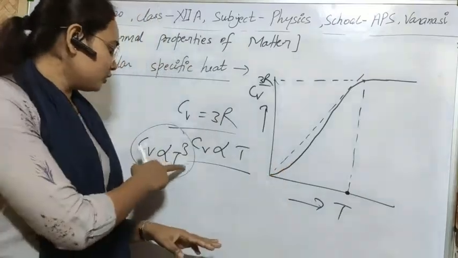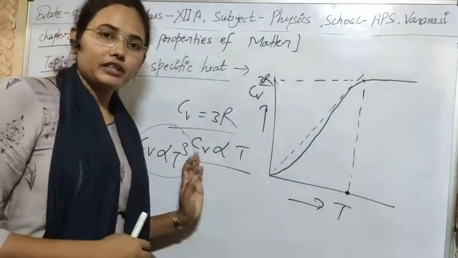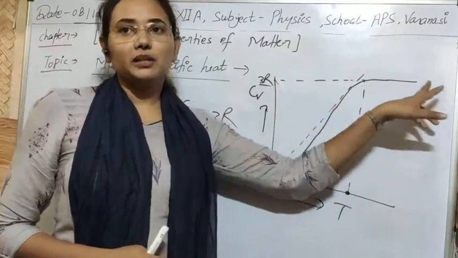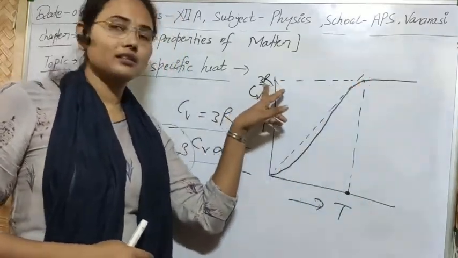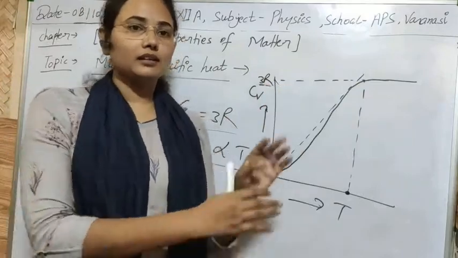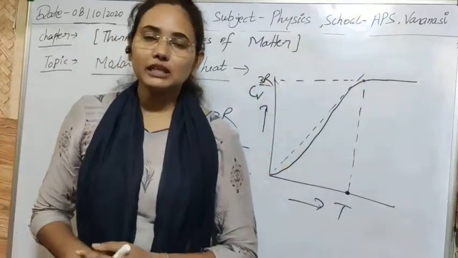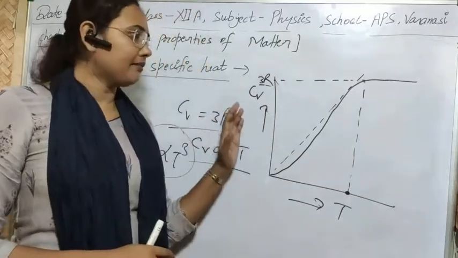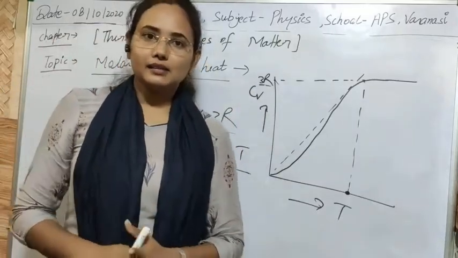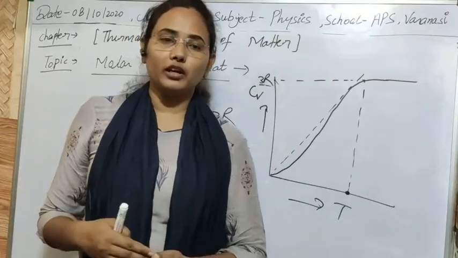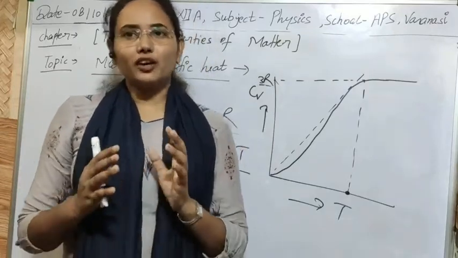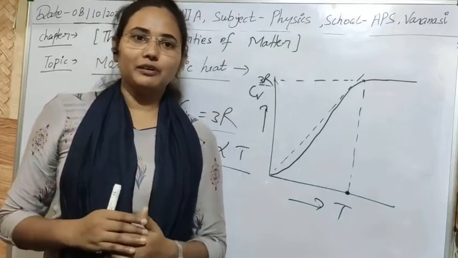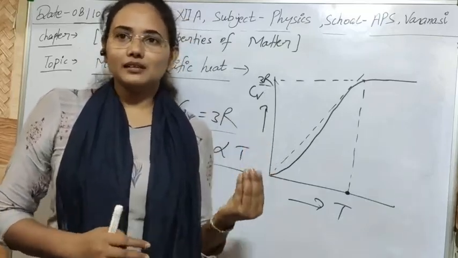This varies according to the T cube law, and we can easily explain it. At this Debye temperature it becomes constant, and the constant value is 3R. So I think the variation of specific heat with temperature is now clear to you. If this behavior is clear, then let's see the molar specific heat of water. As you know, water has some anomalous behavior, so we have to study it separately.